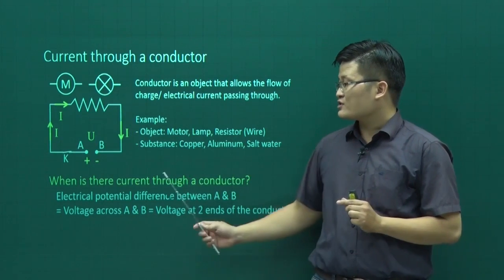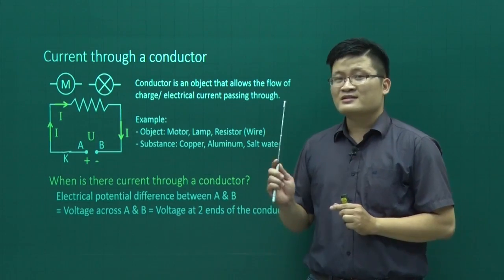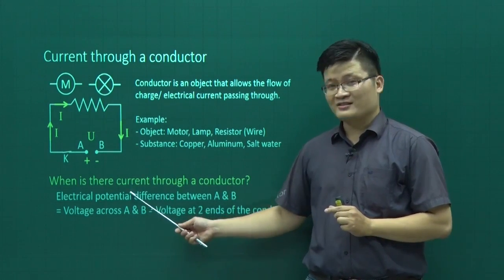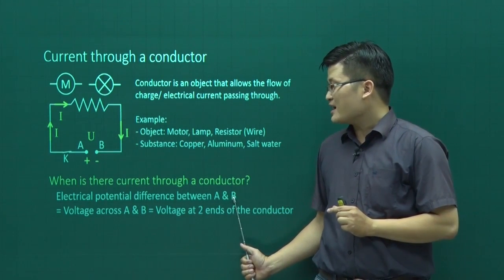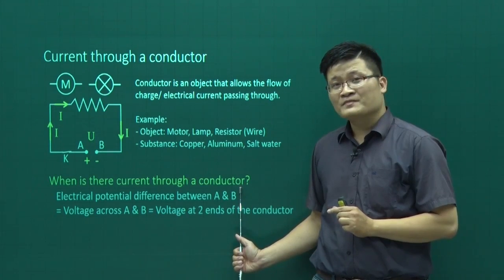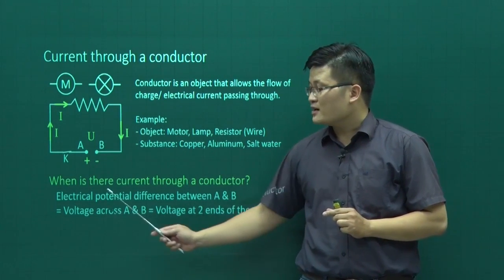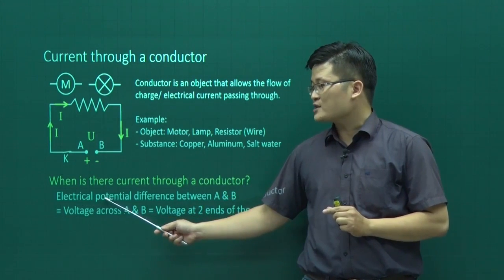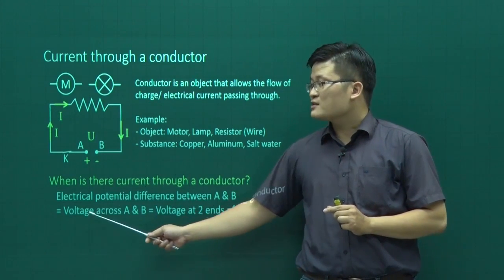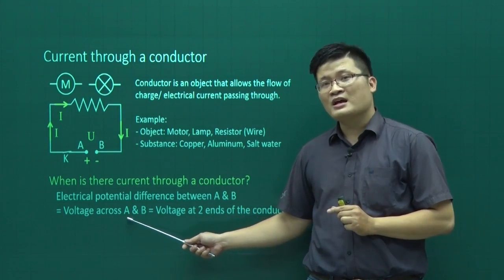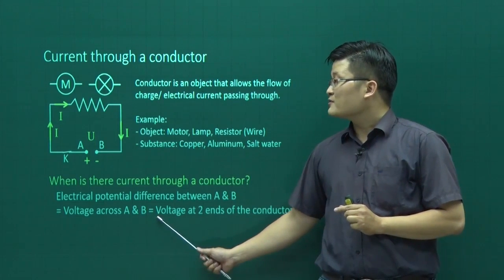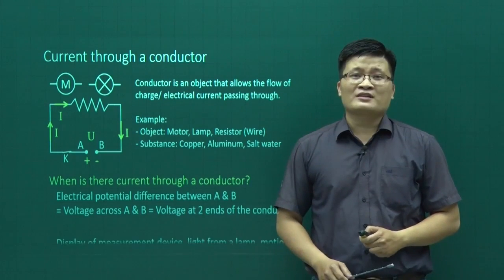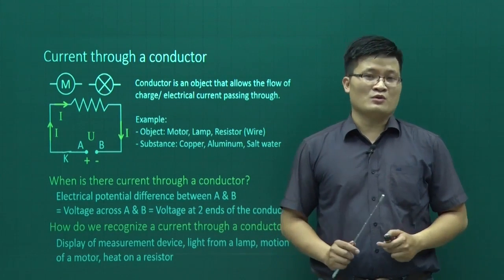The lamp is not lighted. So the condition for current through the conductor is that there must be an electrical potential difference between the two ends A and B of the conductor. In other words, there must be a voltage. Voltage is also a synonym of electrical potential difference. There must be a voltage across A and B, or a voltage across the two ends of the conductor.